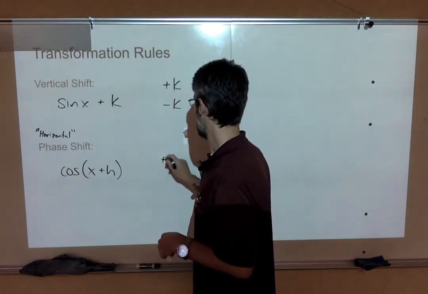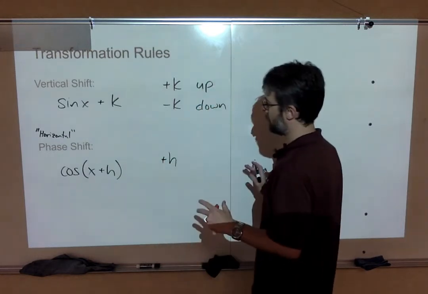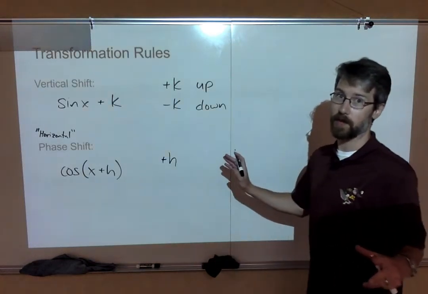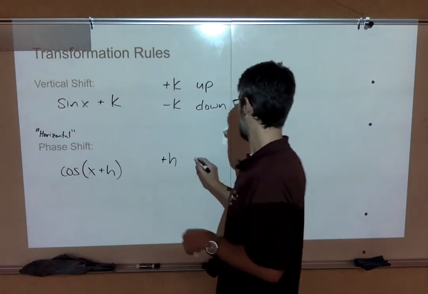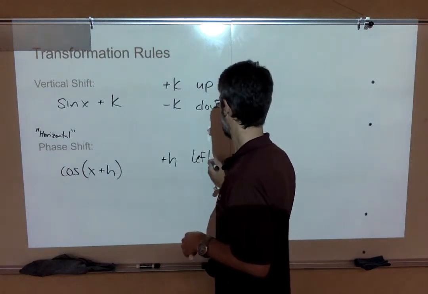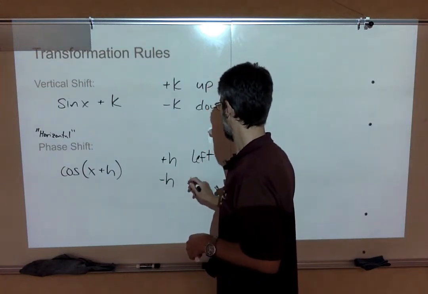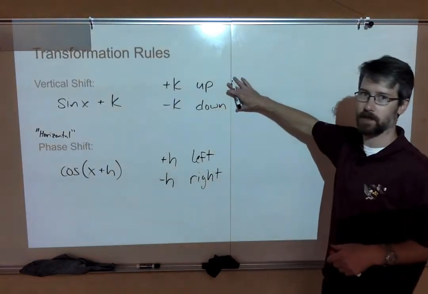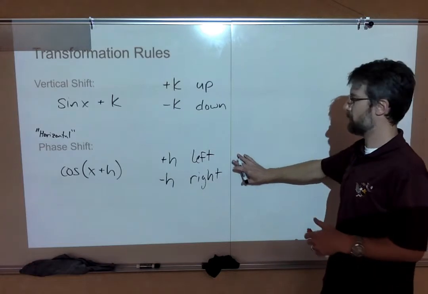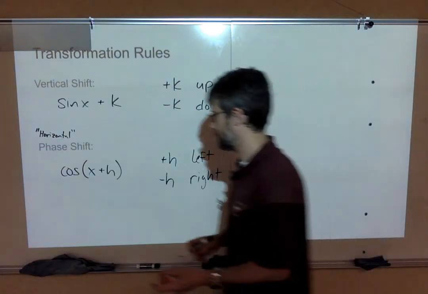I know, it's confusing. Plus h, remember, is sort of the opposite of what you would think, right? You're thinking horizontal plus should be moving to the right, but it's actually to the left. So this is a phase shift to the left, and minus h is then a phase shift to the right. So it's sort of logical up here, and then it's sort of against your intuition down here.